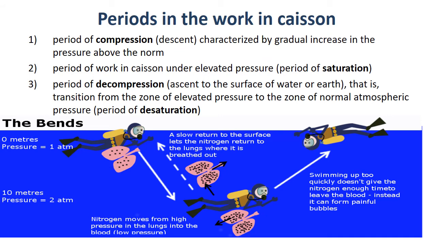Periods of work in caisson. First is a period of compression, descent, characterized by gradual increase in the pressure above the norm. Second is a period of work under elevated pressure, period of saturation.